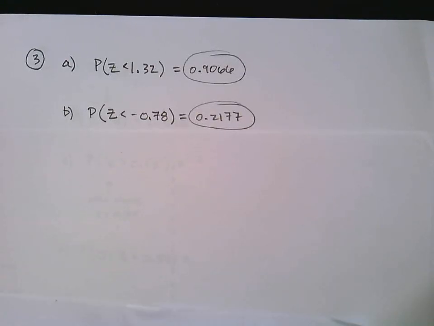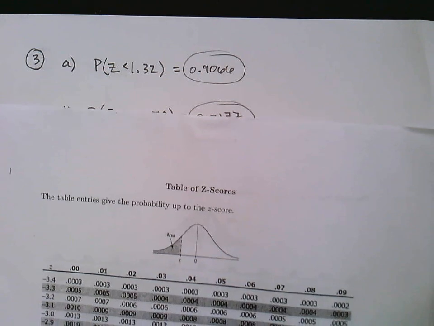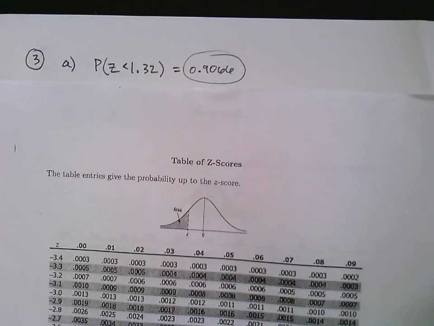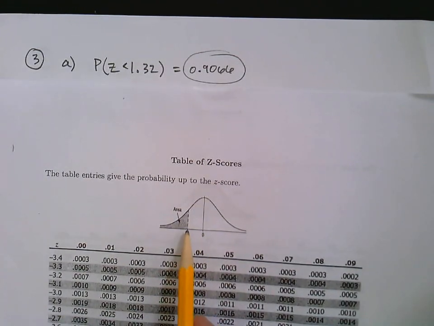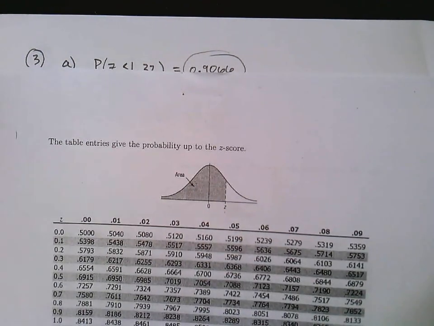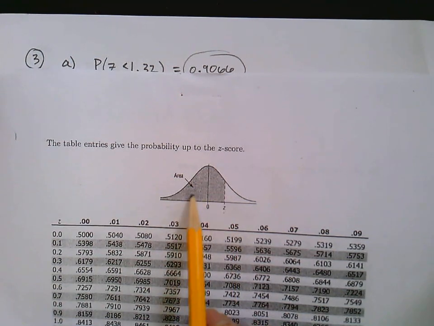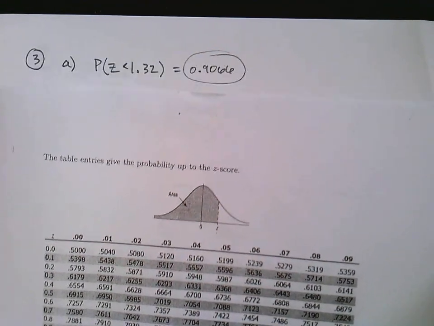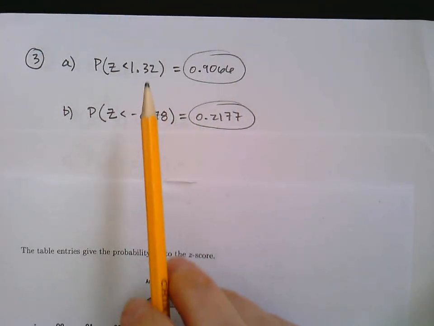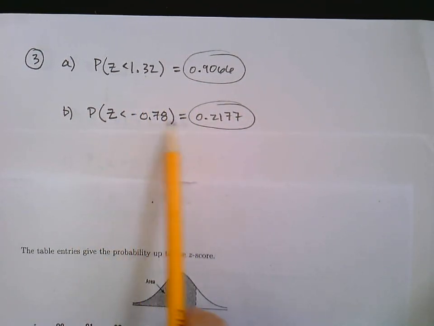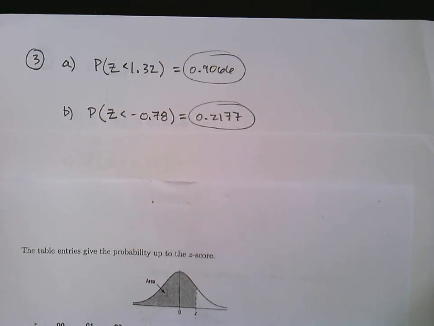There's my answer to B. One thing you may have picked up already: if you are on the left side, your probability is always going to be less than 50%. If your z-score is over here on the right side, your probability is always going to be bigger than 50%. And we saw that here. Positive z-score, negative z-score, above and below. Okay.